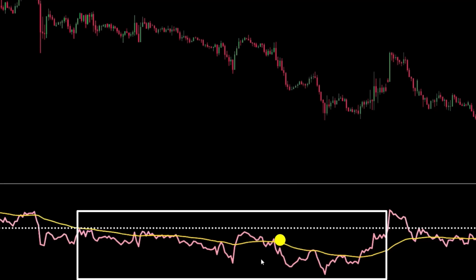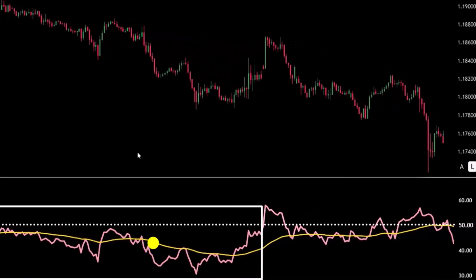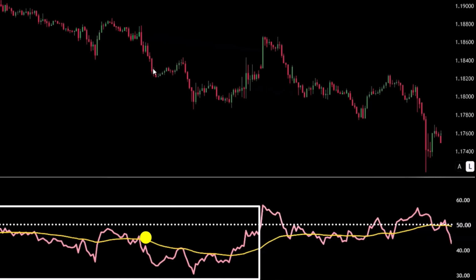But we don't enter the trade immediately. We first wait for price action to confirm the signal. Look for a bearish reaction at a resistance level or a bearish candlestick pattern such as a bearish engulfing or an evening star. In this example, we have a bearish engulfing candle, so this confirms our sell setup. We enter the trade at the opening of the next candle.